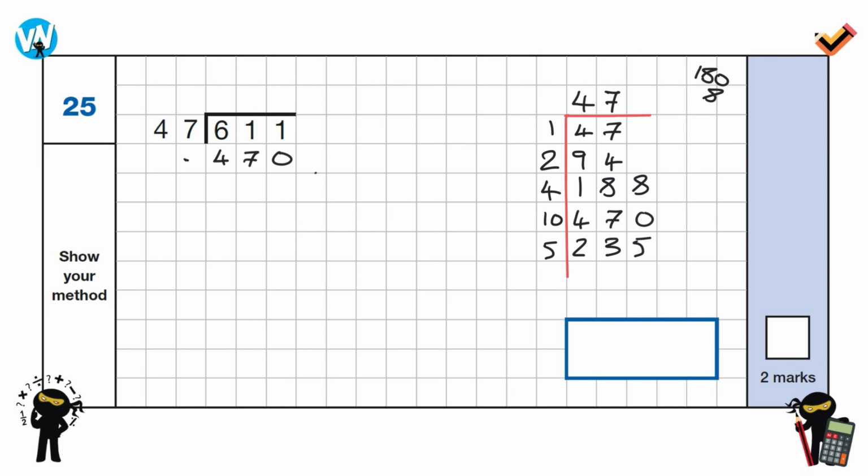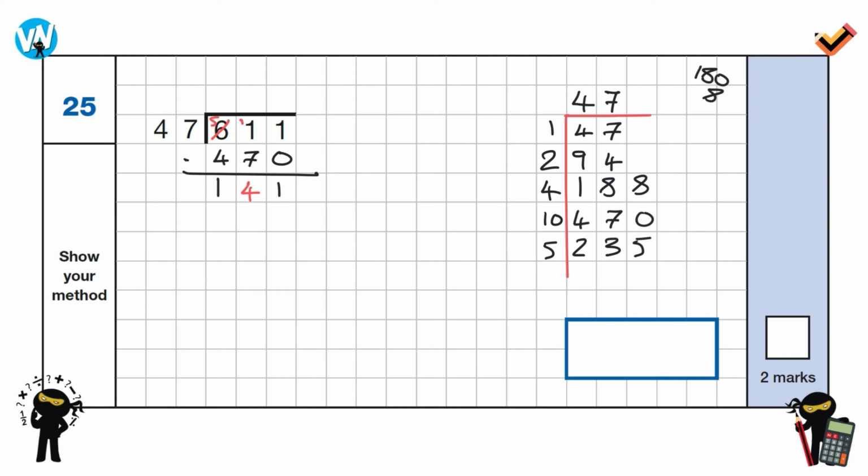Grab my ruler. So 1 take away 0 is 1. 1 take away 7, we can't do that. So that becomes 5. Exchange. So we've got 11 take away 7, which is 4. And then we've got 5 take away 4, which is there we go. So we're left with 141.